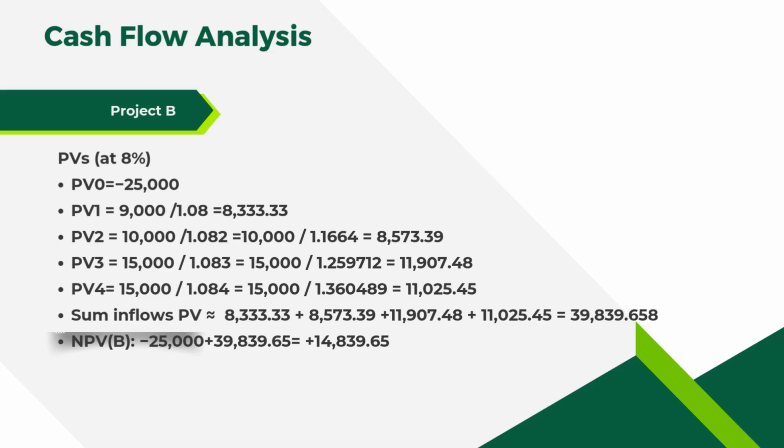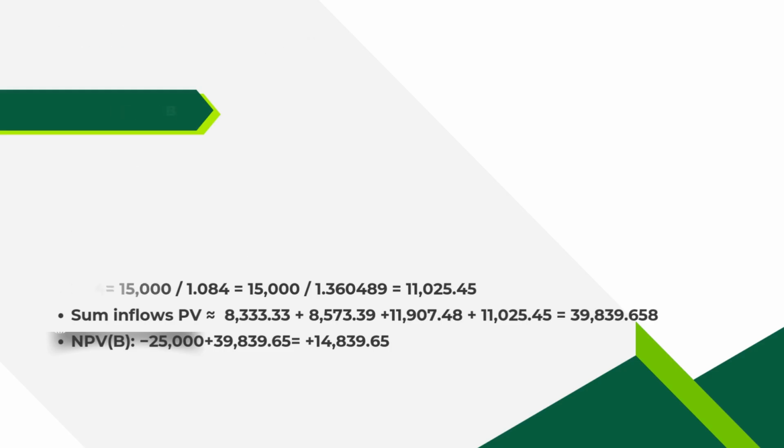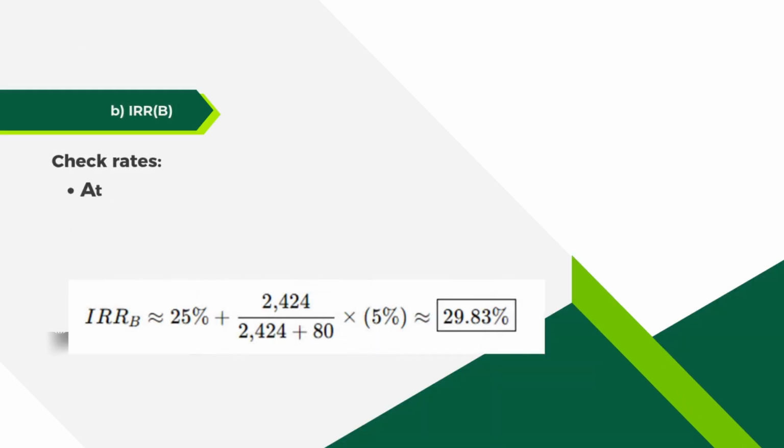Sum of inflows PV approximately 8,333.33 plus 8,573.39 plus 11,907.48 plus 11,025.45. Inflows PV equals 39,839.65. NPV B equals negative 25,000 plus 39,839.65 equals plus 14,839.65.